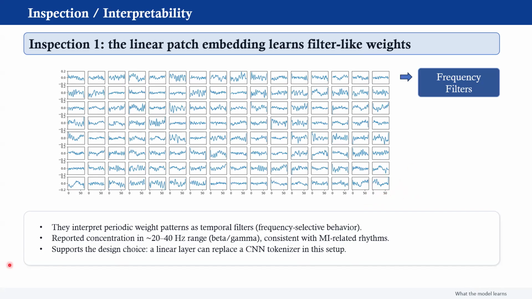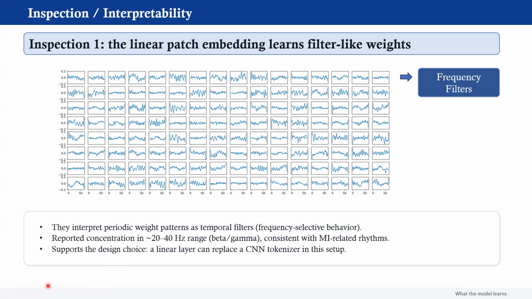So what they essentially found here was that the learned filters are in the high frequency range, from 20 to 40 hertz, which corresponds to beta and gamma waves. And these beta and gamma waves are known to be significant for motor imagery related tasks. So it's interesting, and essentially they say that due to this, the choice of a linear layer makes sense in this context. Again, this is only for motor imagery that this makes sense.